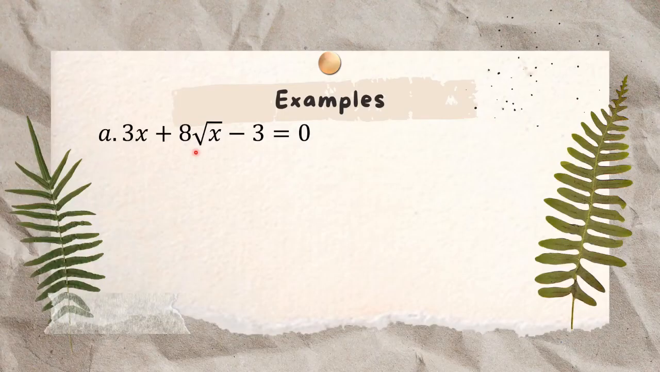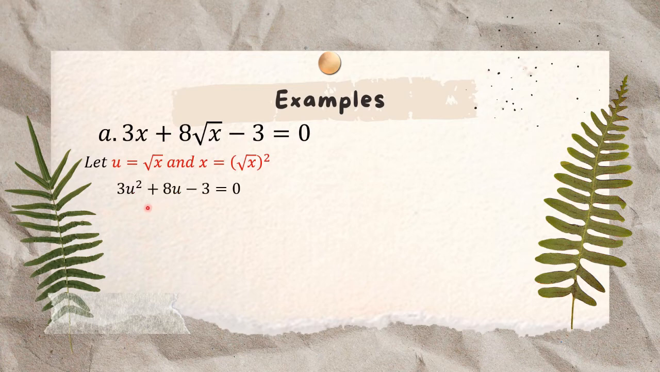Let's have the first example of equation involving radicals. We have 3x plus 8 square root of x minus 3 is equal to 0. What will be our u here? The value of u is equal to square root of x, since x can be written as the square root of x raised to 2 po. Therefore, 3u squared plus 8u minus 3 is equal to 0.